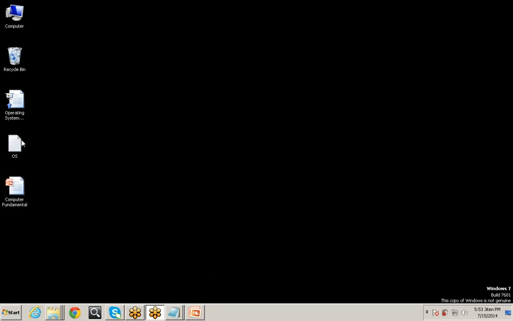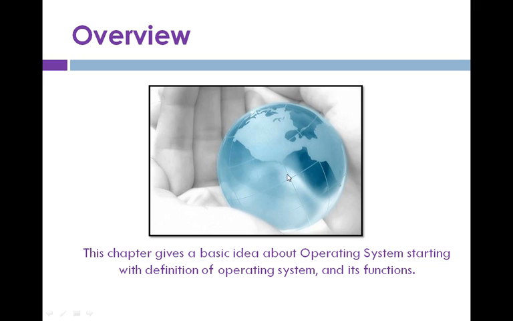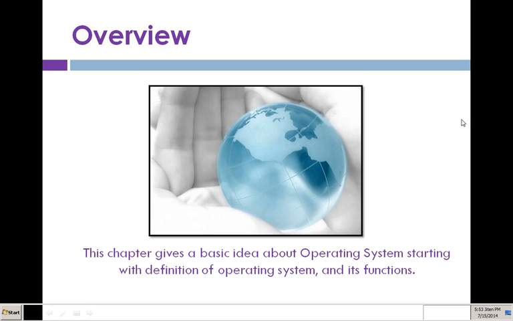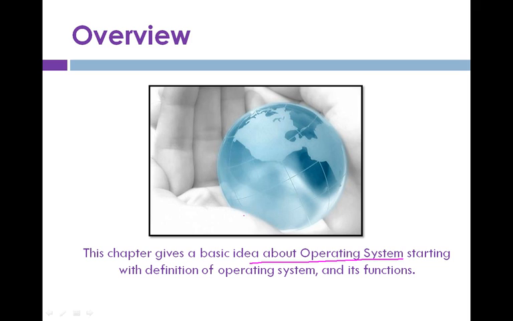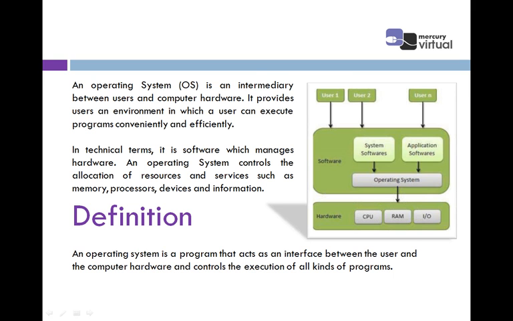So let's start today's topic, that is operating system. First of all, this chapter gives you a basic idea about the operating system, starting with the definition and its functions. What are the functions that the OS can provide? I just give you an overview of the operating system. As I told you, the operating system is an intermediate between the user and the hardware. If I am the user using the system, then there is a mandatory requirement for the operating system. So it behaves like a mediator between the user and the hardware.